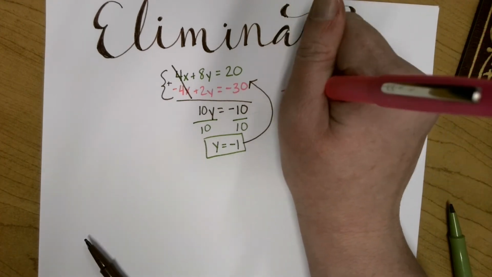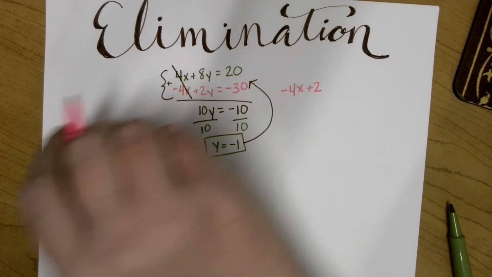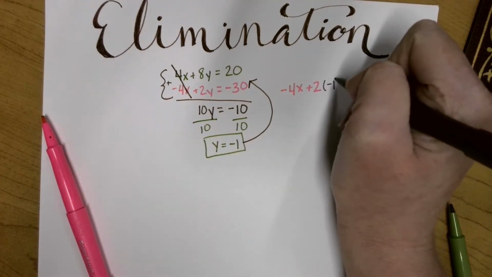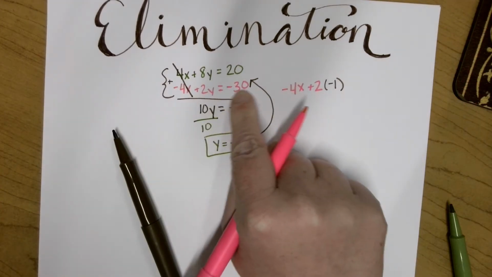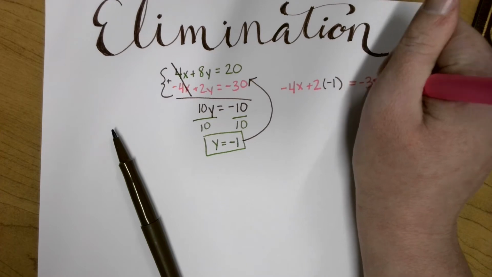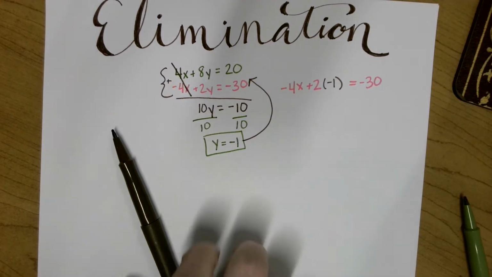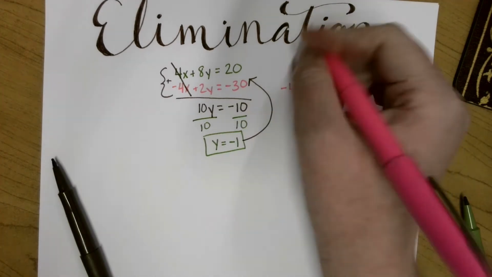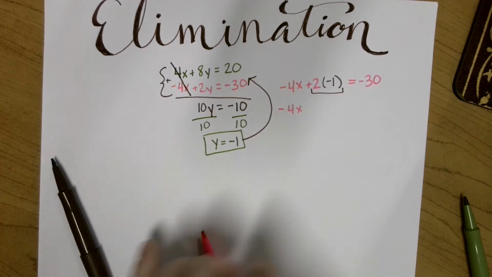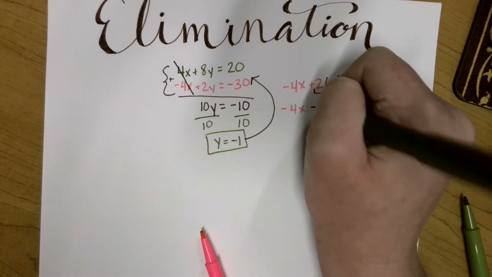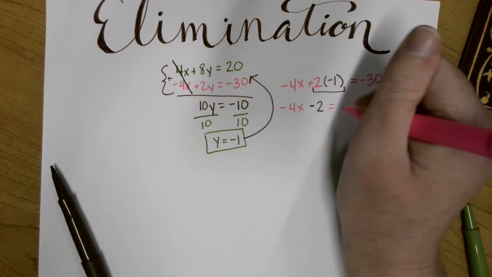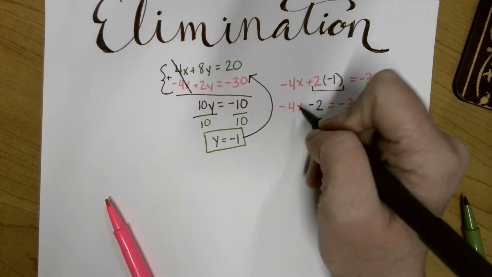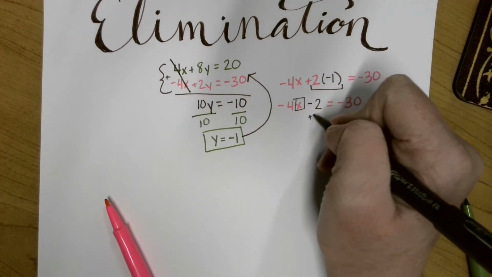So I have negative 4x plus 2y, but my y is negative 1. So instead of writing y, we'll write negative 1. And that's going to be equal to negative 30. Okay. So then all I have to do is multiply this. I'll bring everything else down. I've got negative 4x. 2 times negative 1 is negative 2. And that's going to be equal to negative 30. Again, trying to get x by itself. So I'm going to add 2 to both sides.